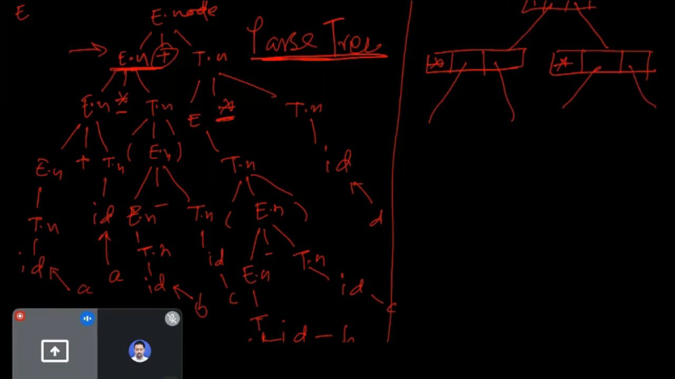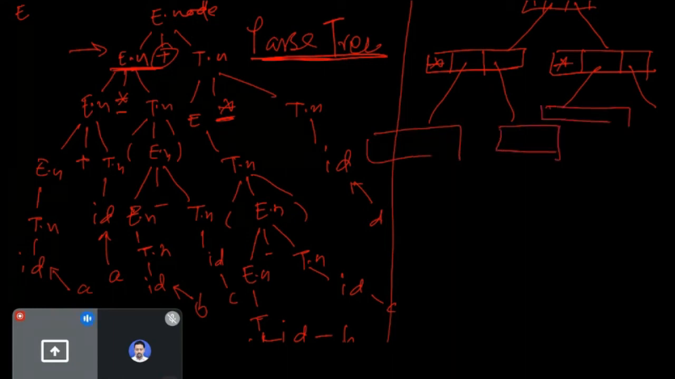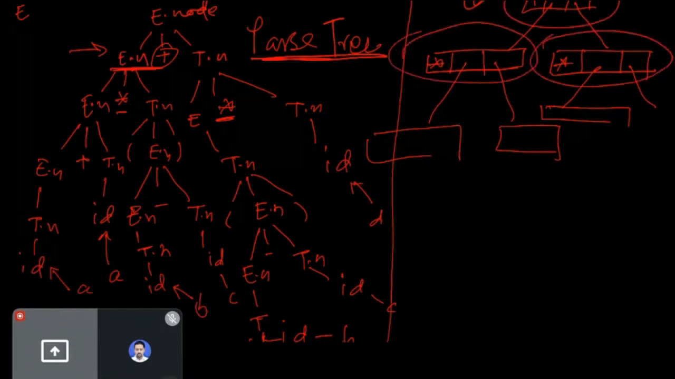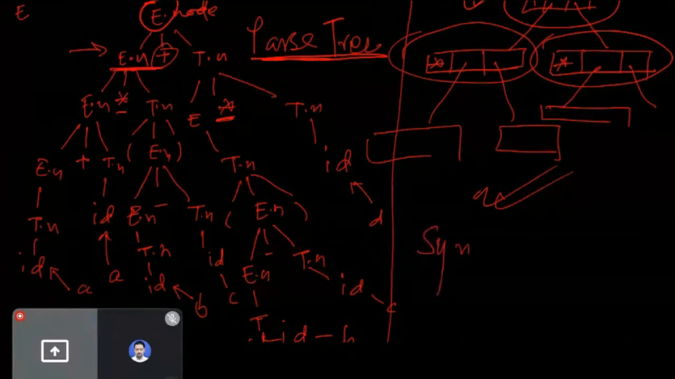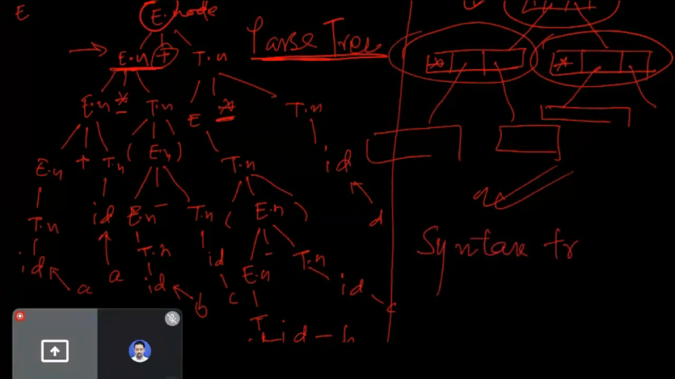In this way the thing will process. What is missing here? You can see all these nodes are converted into operators, and these operators have two pointers pointing to their left operand and right operand. Simple thing. The grammar symbols E, T and all the IDs are missing here. So this becomes our syntax tree.